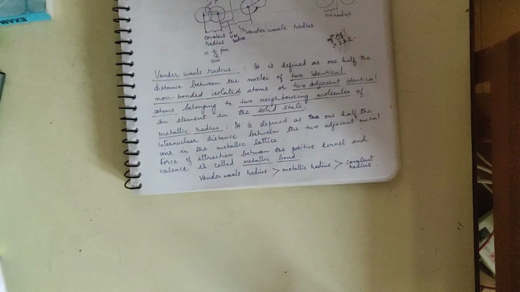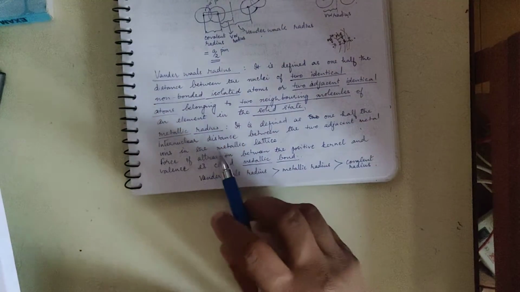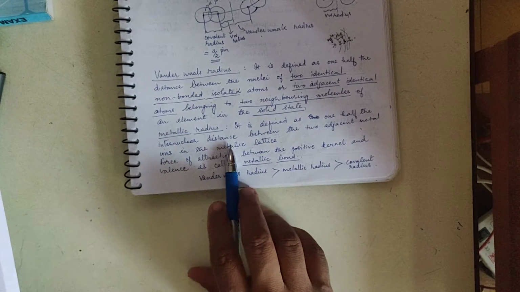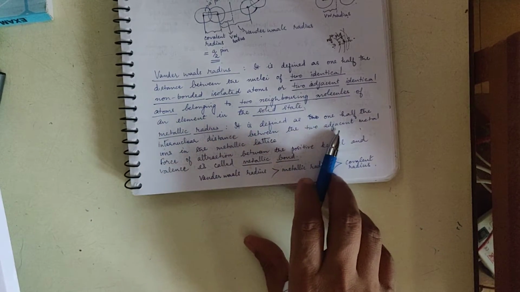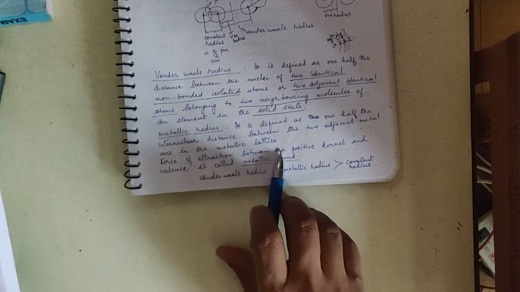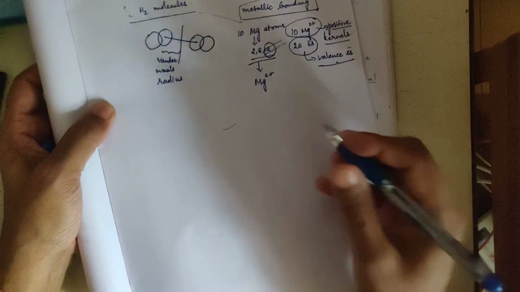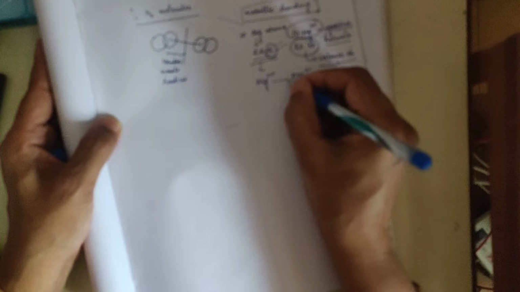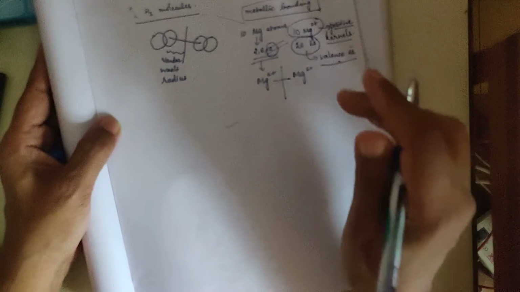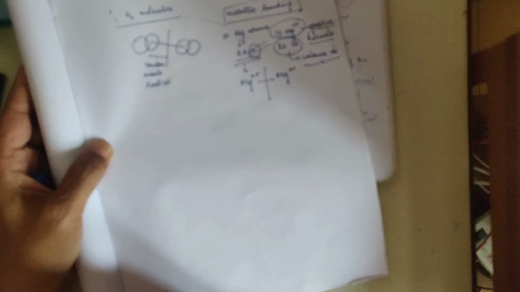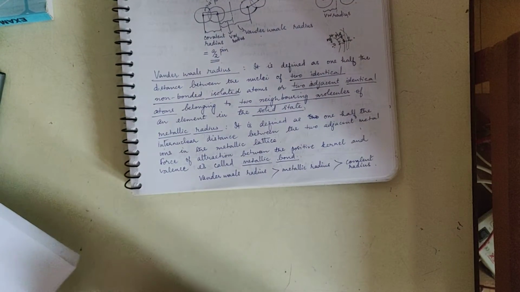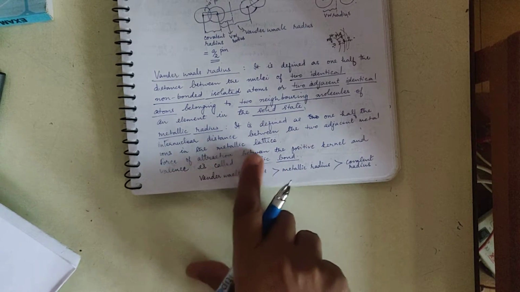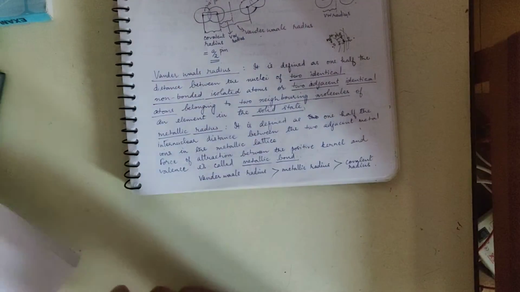Now come here. Metallic radius is defined as half the internuclear distance between two adjacent metal ions in the metallic lattice. So the distance between two Mg2+ ions, half of that is called the metallic radius. Okay. Now the force of attraction between the positive kernel and the valence electron is what is called metallic bonding. I explained to you.